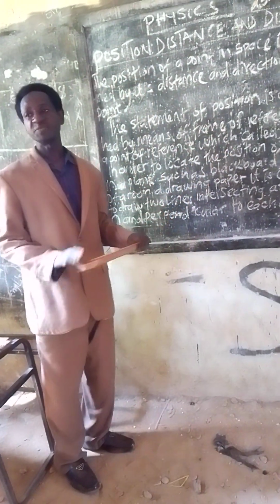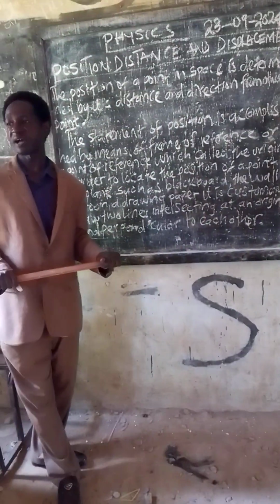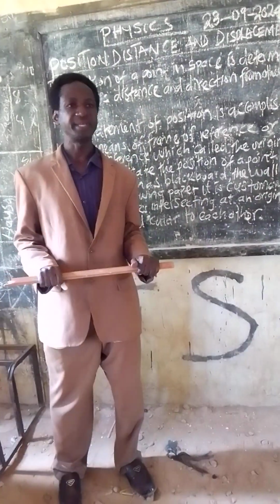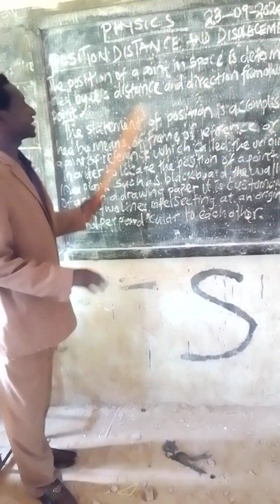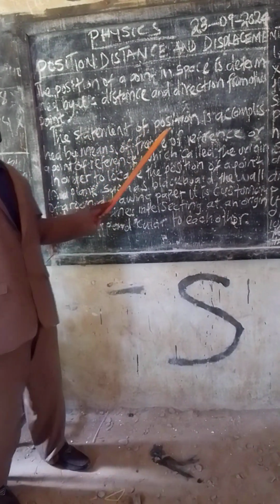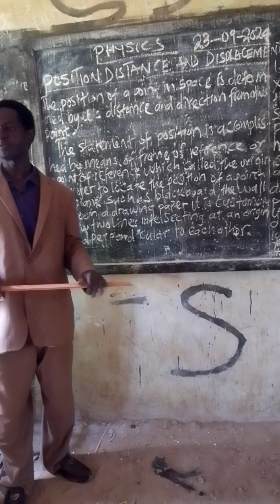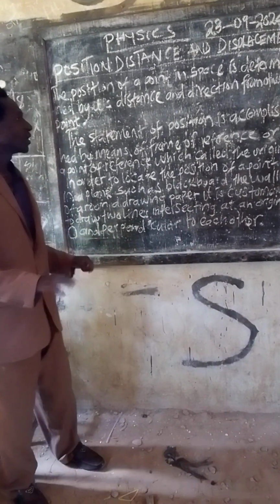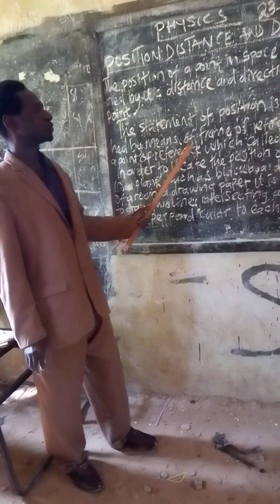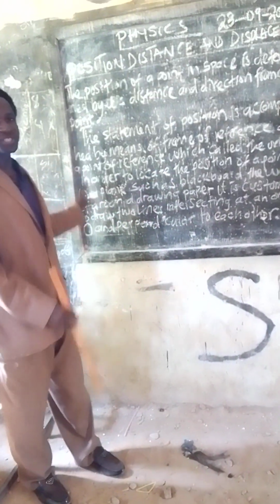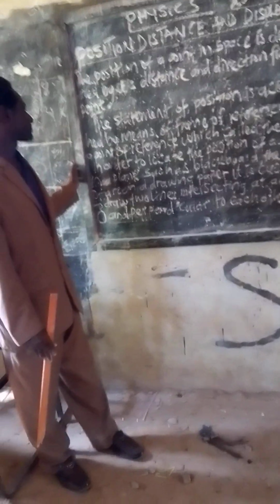The position of a point in space is determined by its distance and direction from other points. The statement of position is accomplished by means of a frame of reference or a point of reference, which we call the origin, that is O, which is the starting point.